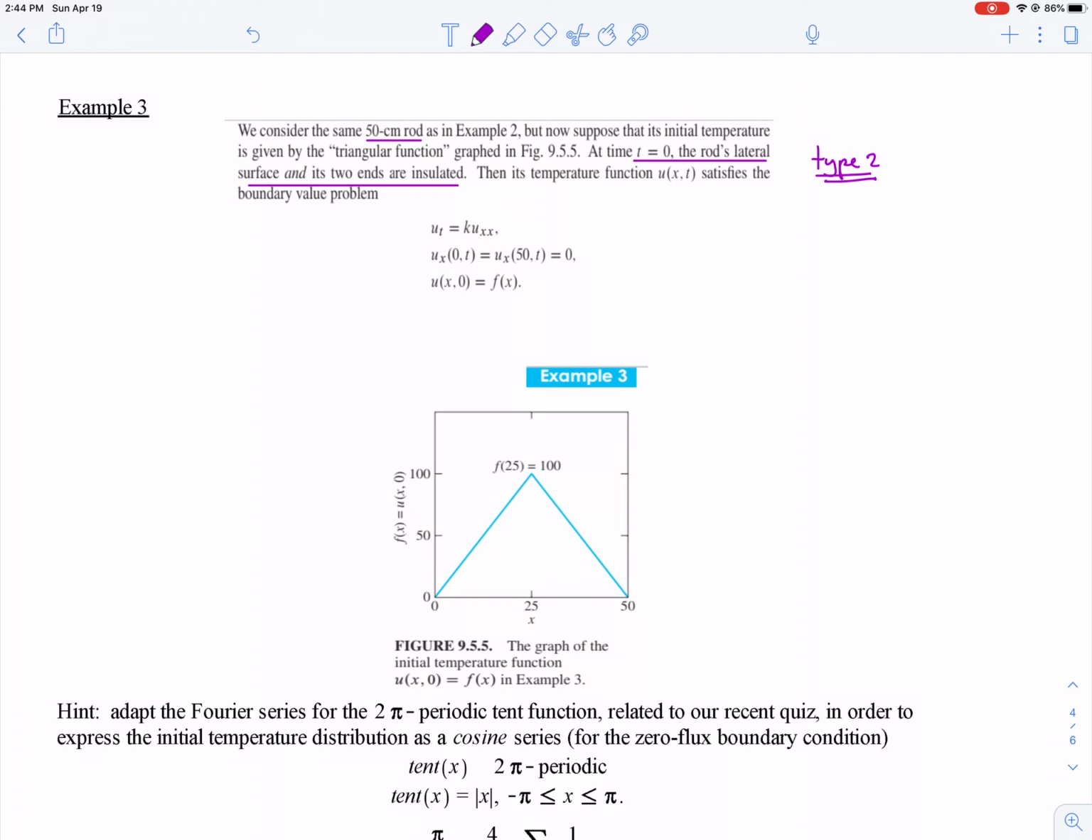And so let's have a look at this interval from 0 to 50. If we do the even extension, we actually get exactly a tent function on the interval from minus 25 to 25.